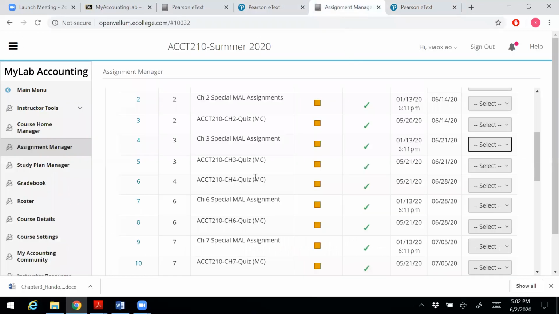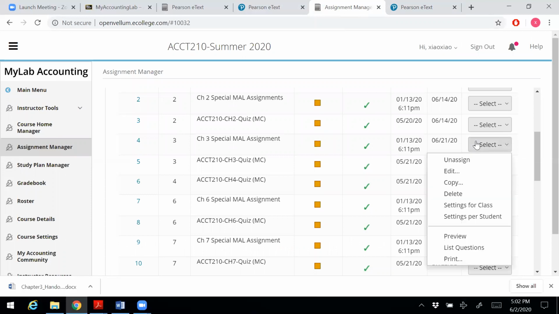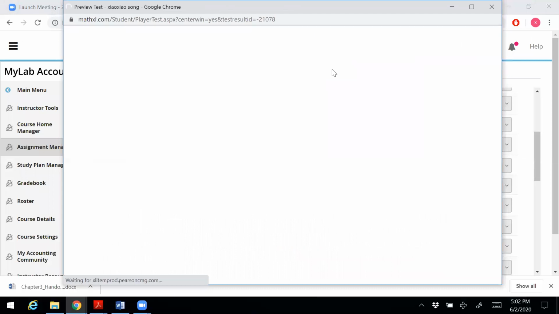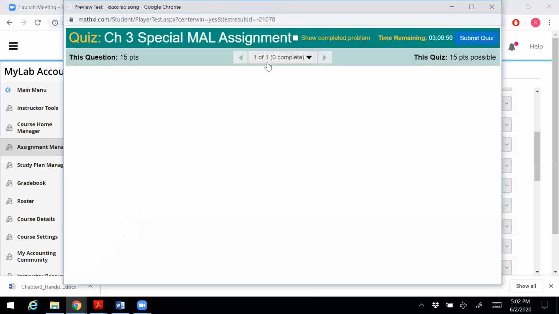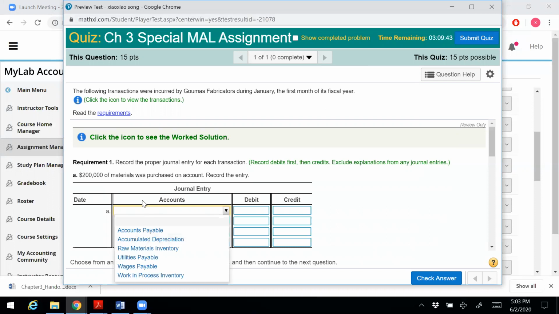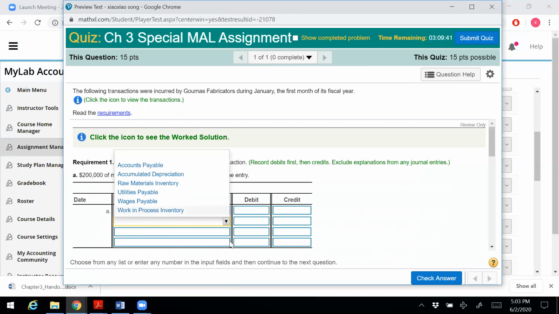Now let's look at our assignment, Chapter 3. We look at this special assignment first. I'll just look at the preview. It's just one big problem, 15 points, and this part is related to journal entries. The first one says you got the material on account. So you have debit raw material, and it will give you all the choices. You just need to click it, then credit this.